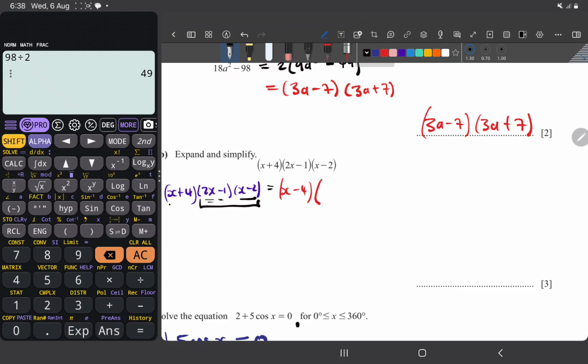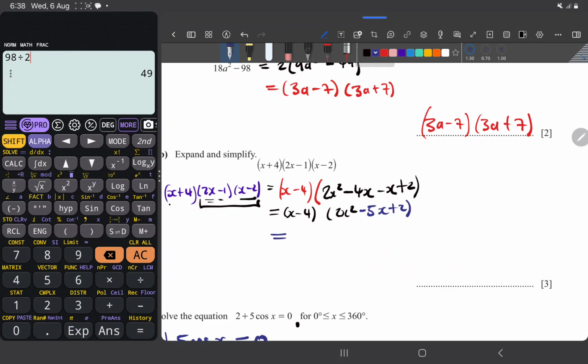So you say 2x times x, you get 2x squared. Then 2x times negative 2, 2 times 2 is 4, so it's negative 4x. Then minus 1 times x is minus x. Then minus 1 times minus 2 is plus 2. There we go. Now we have x minus 4 multiplying 2x squared, then minus 4x minus x. You say minus 4 minus 1, you are going to get minus 5x, then plus 2.